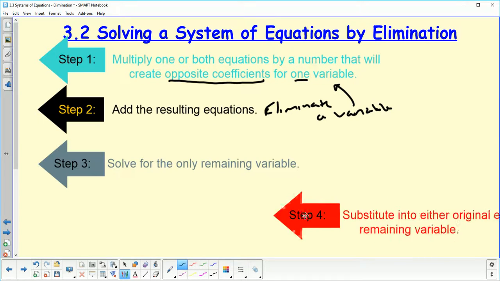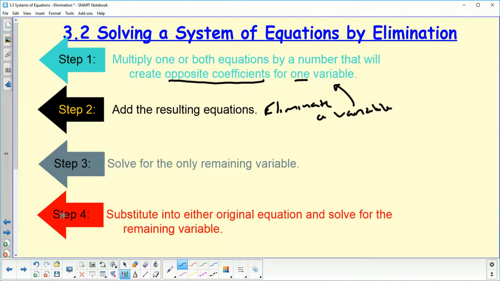And then we go back to, like we did for substitution, and we're going to substitute into any of the equations, either one of the original equations, or one that we created after step 1, and we're going to solve again. So big thing here, we're going to multiply one or both, we're going to add the resulting equations, we're going to solve for the variable, we're going to take that value that we get in step 3, substitute it into any of the original equations, and finally solve again for that remaining variable.